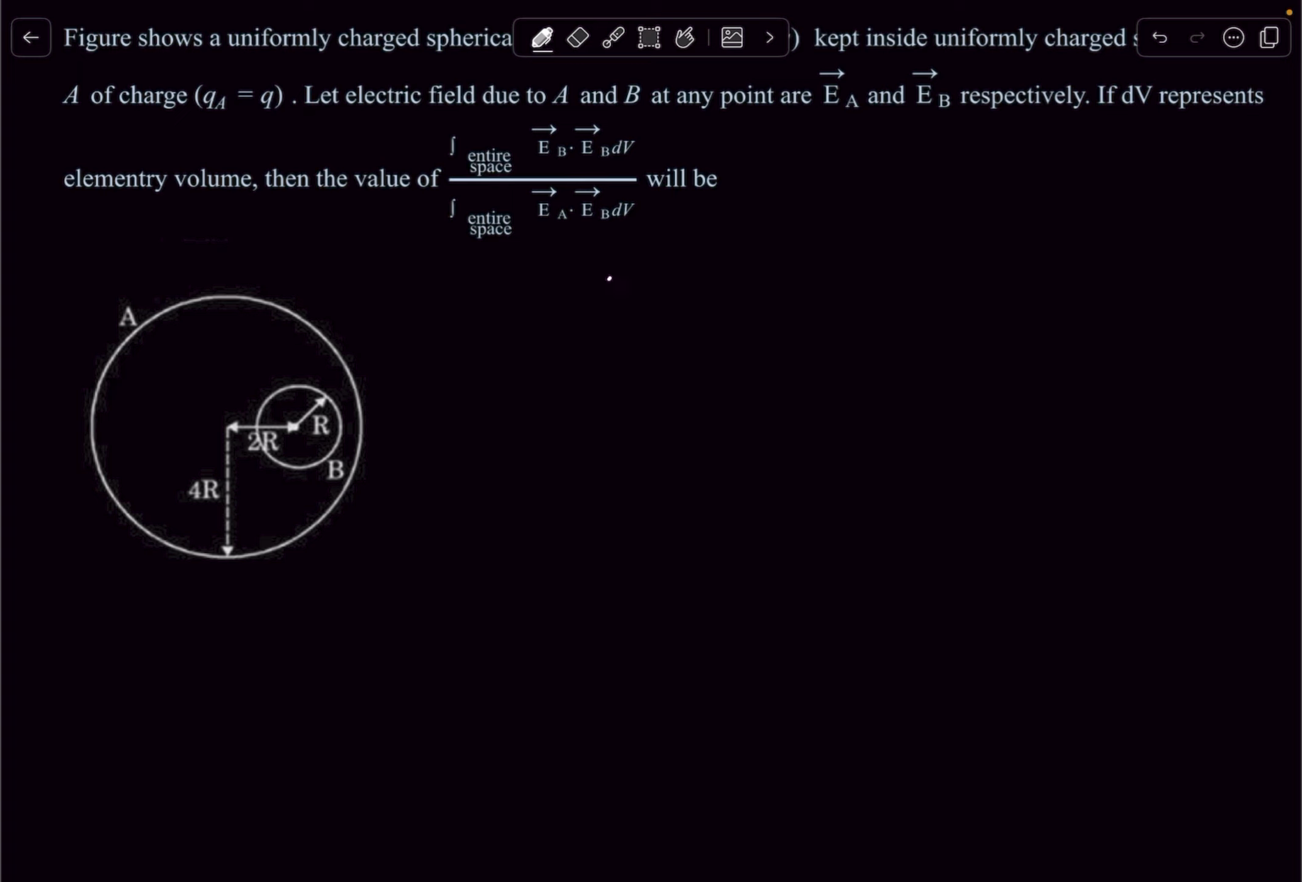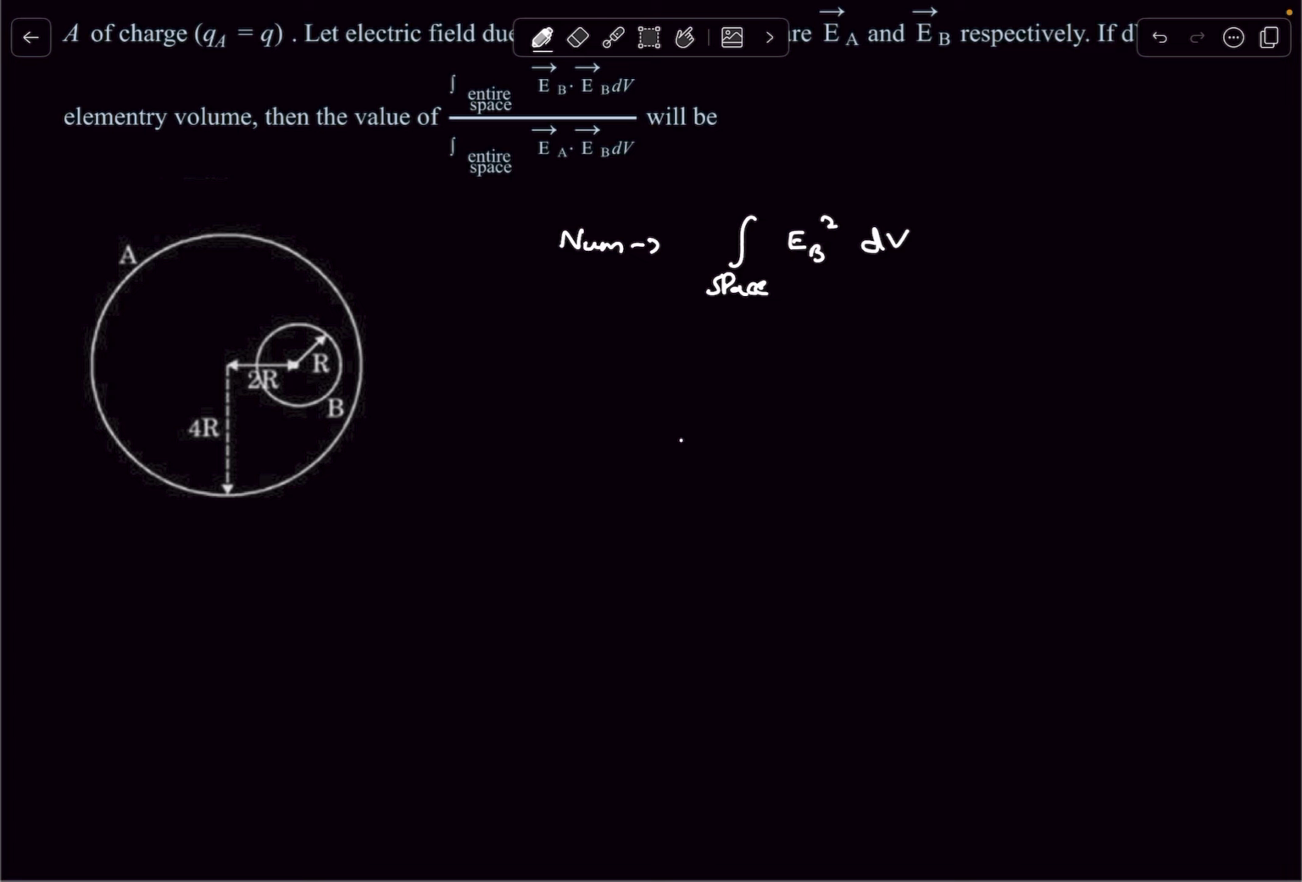So the numerator, if you simplify it, is just the space integral. Space integral just means that we integrate from r equals 0 to r equals infinity, covering the whole space basically. The space integral of EB dot EB. Now, if you dot a vector with itself, you'll just get the modulus of that vector squared. So this is simply going to be EB squared dV.